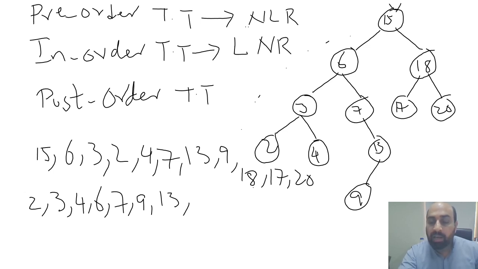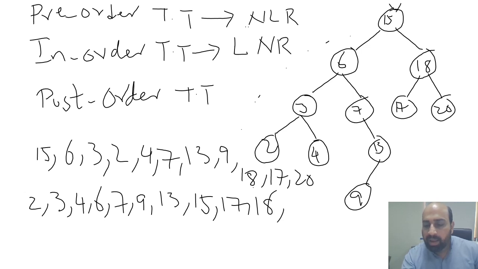6, we already did it. So after the node of 6, the parent of 6, that is 15, will be printed. Similarly, you go to the right, that is 18, left of 18 is 17, then the node 18, then the right, that is 20. So you got the idea how we are going to do that.